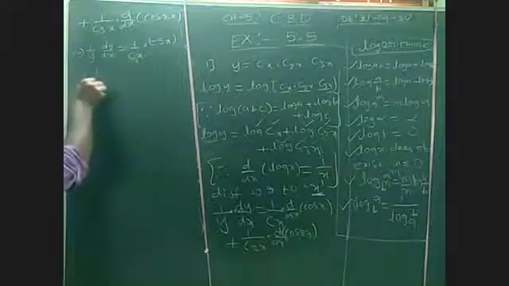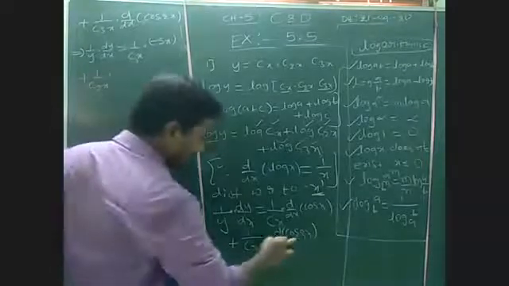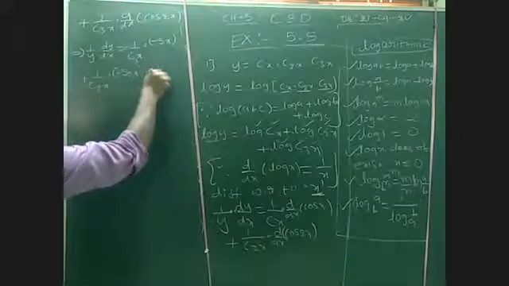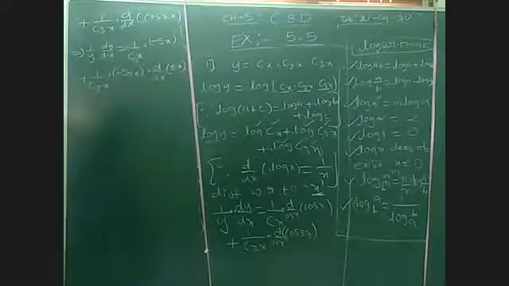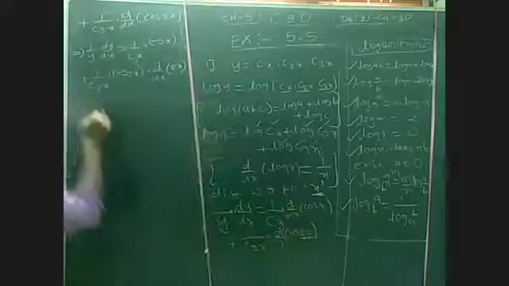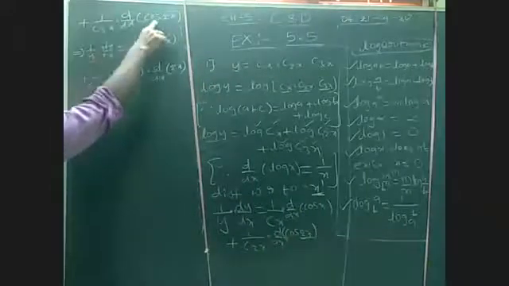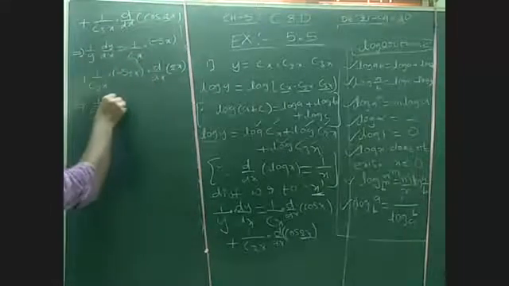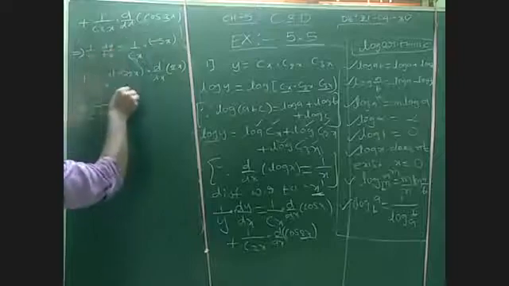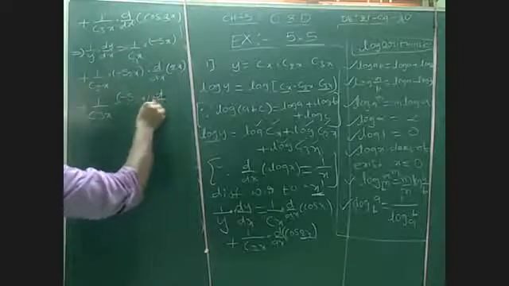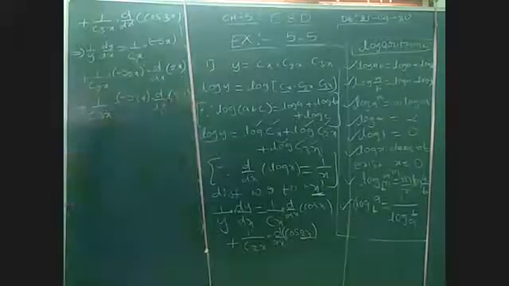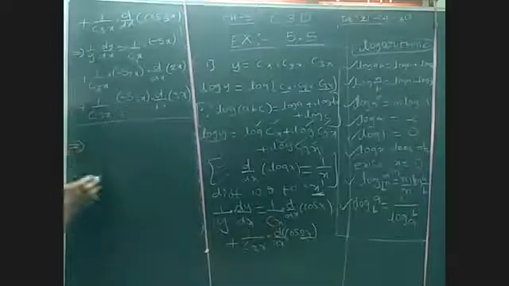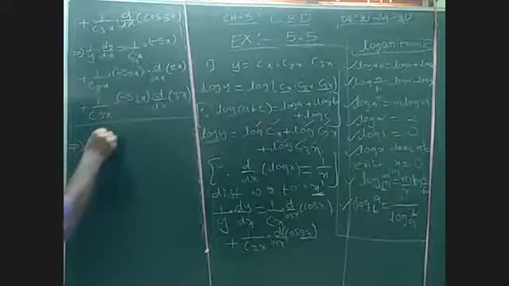Plus 1 by cos 2x. What is the derivative of cos 2x? It is minus sin 2x into d by dx of 2x. Plus 1 by cos 3x, and the derivative of cos 3x is minus sin 3x into the derivative of 3x. So the left side is clearly 1 by y dy by dx.